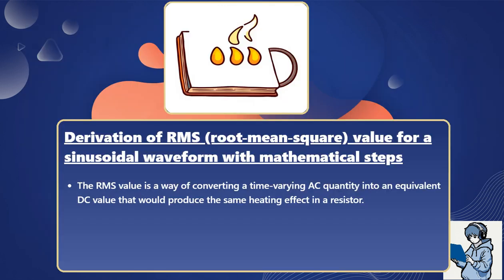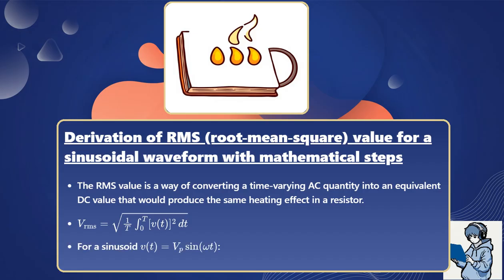The RMS value is a way of converting a time varying AC quantity into an equivalent DC value that would produce the same heating effect in a resistor. V RMS equals the square root of open parenthesis 1 over T times the integral from 0 to T of v of t squared dt close parenthesis.